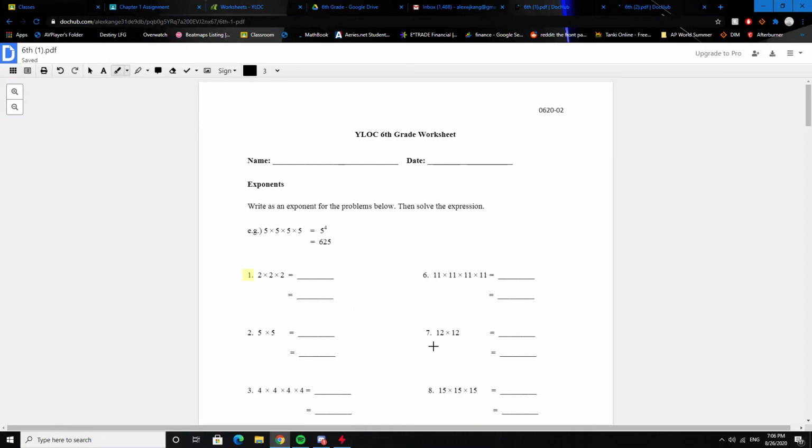Basically, you're stacking the same number, writing it in small numbers above this number, and that means you multiply that same number the amount of times you wrote. Let me show you. You have 2 times 2 times 2 here, which you write as 2 to the third power. This means 2 times 2 times 2, and this is 8.